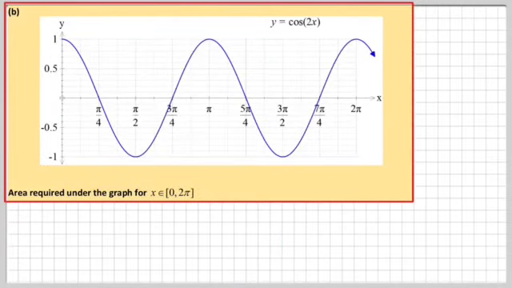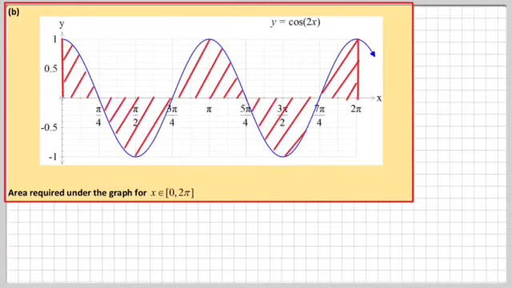Another one for us. This is part B, where we need the area under the graph for x goes from 0 to 2 pi. Well, this is a bit of a wobbly one, isn't it? Good grief. So this is really what we need, except we need areas.